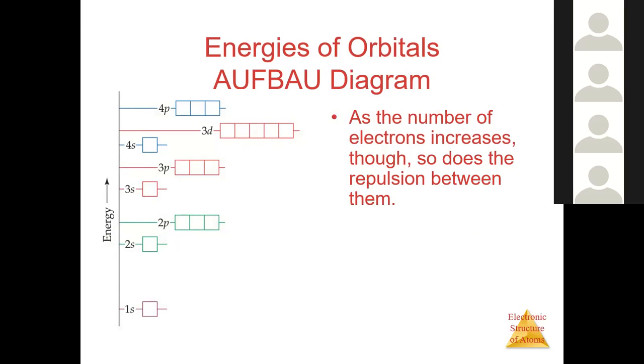Okay. This is a minor thing. This is just what I was talking about before. As you get more electrons in an orbital, there's more repulsion, which makes it a higher energy. That's why the 3d is above the 4s.